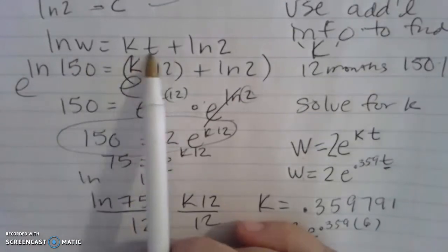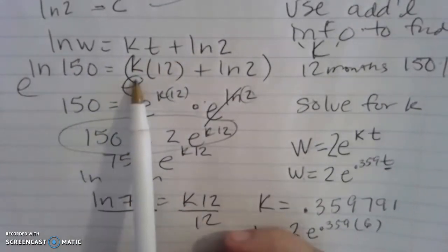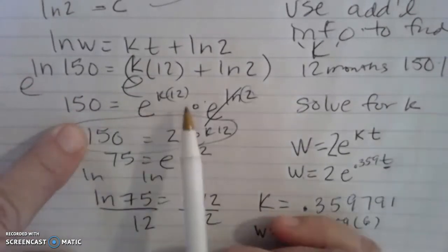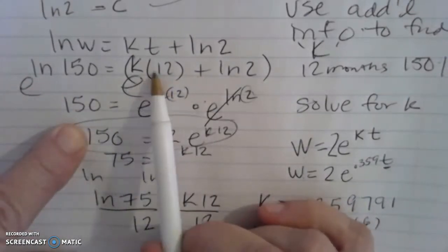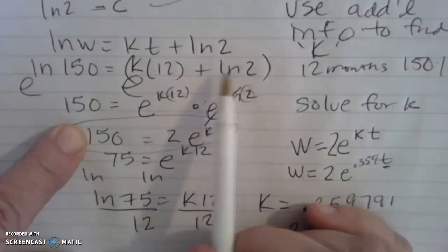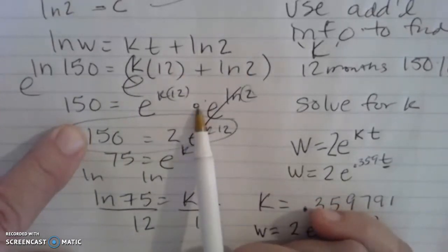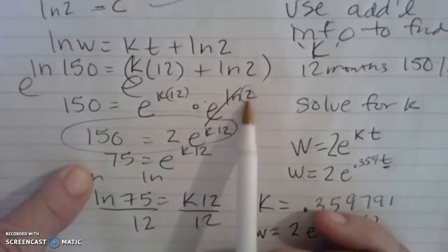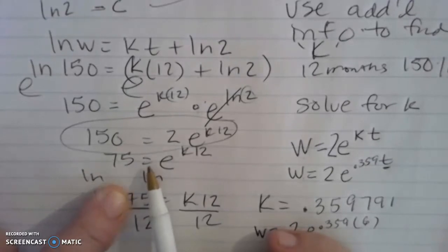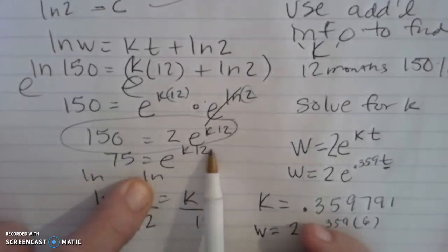I had L and W, kt. I applied e and plugged in 150 for the weight, so we ended up getting 150. We talked about that when you have e to the power where there are some things being added together, you can change that to multiply. This e cancels out, and I can take this 2 and move it to the front, and we get 75 e to the k12.